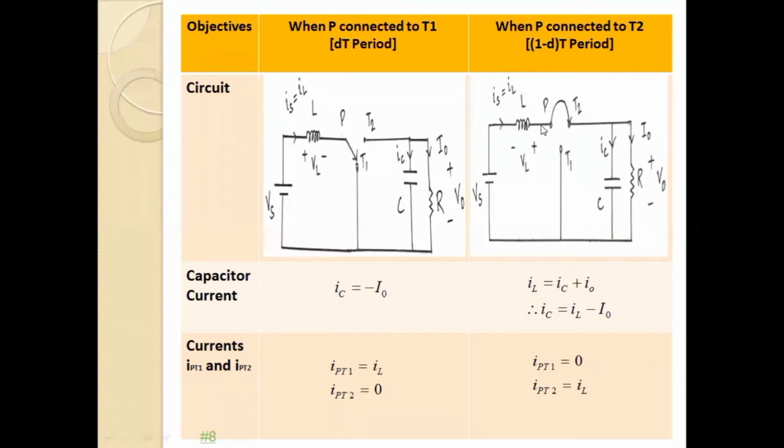Next, this one, IPT1. Is P connected to T1? No. So IPT1 will be 0. Is P connected to T2? Yes. What is the current flowing through PT2? It is nothing but your inductor current, IL. So I can say that the current flowing through PT1 is IL during which period? DT period. And current flowing through PT2 is IL during which period? 1 minus D T period.